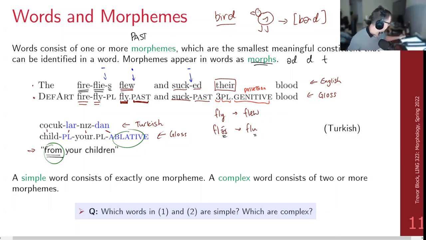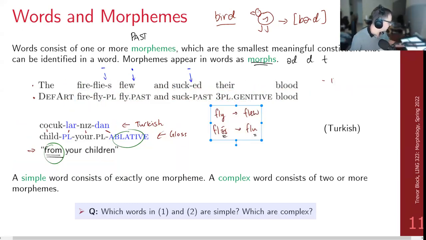Okay, I'm just realizing there's a ton of marks on this. So I need to just get rid of the stuff that's not important to you.